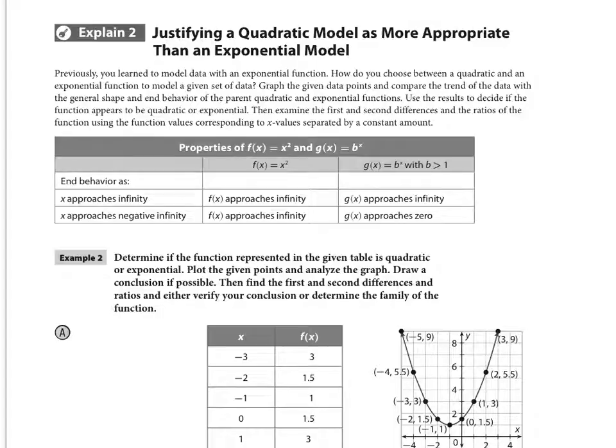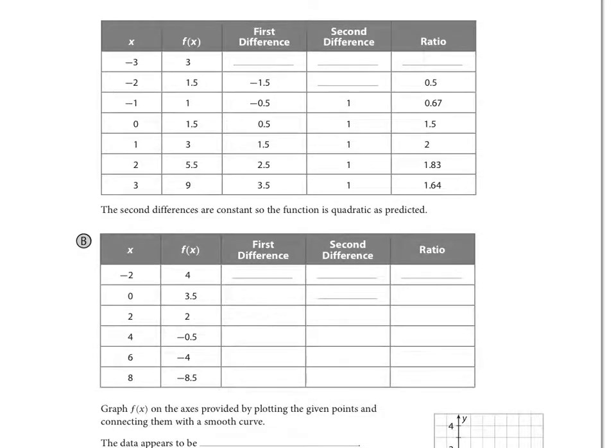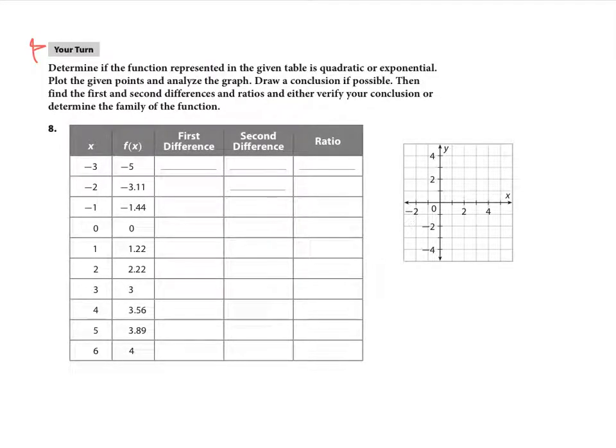So again, they give you some more examples here, and we're going to jump right to this next Your Turn problem. So it's kind of the same thing. It says determine if the function represented in the given table is quadratic or exponential, plot the given points, analyze the graph, draw a conclusion if possible, then find the first and second differences and ratios, and either verify your conclusion or determine the family of function. Okay, so this time we're also going to do the ratio algebraically. So first let's do the difference. So the difference is this minus this.